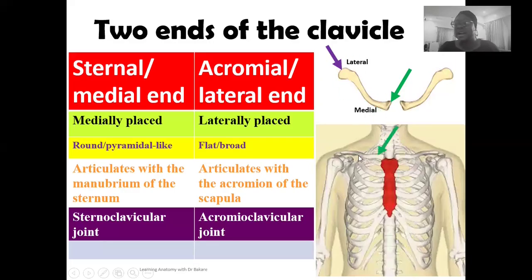This region that is arrowed in green is the sternal or the medial end. And if you look through this region, you see that it articulates with the sternum. Specifically, it is seen to articulate with the manubrium of the sternum. While on the lateral region here is where we have the acromial end. So going back to the sternal end, we said that the sternal end articulates with the manubrium of the sternum.